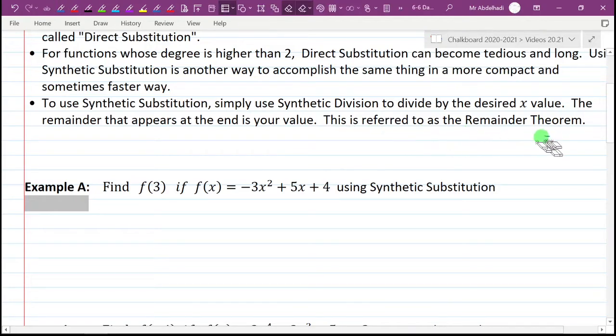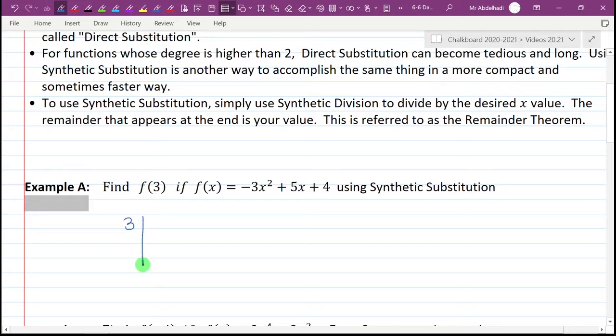Now, simply put, if you take the number you want to plug in and you divide using synthetic division by this number, the remainder you get will be what you get when you plug that number in. A little weird, but it does work. So check this out. We want to find f of 3, and here's the function f of x. Instead of plugging the 3 into all these, we can just divide by 3.